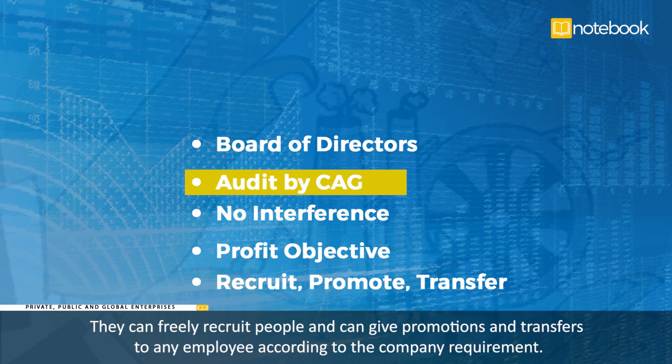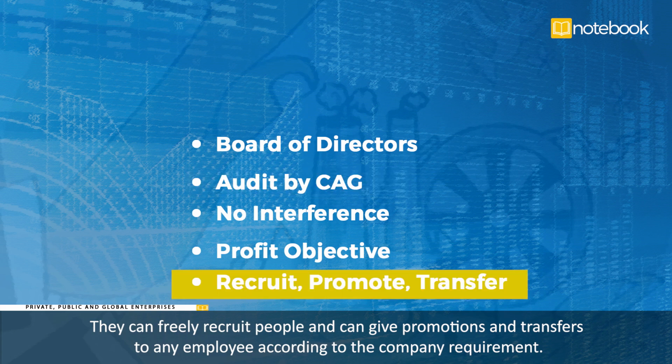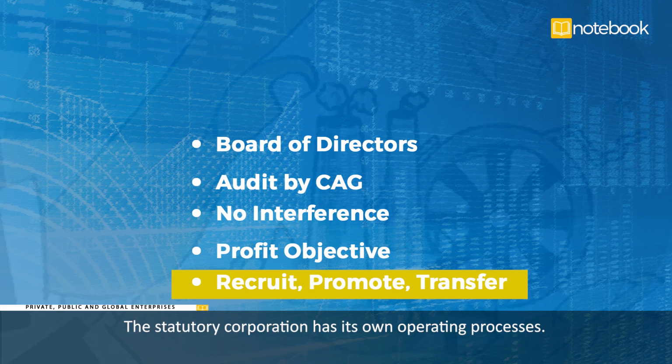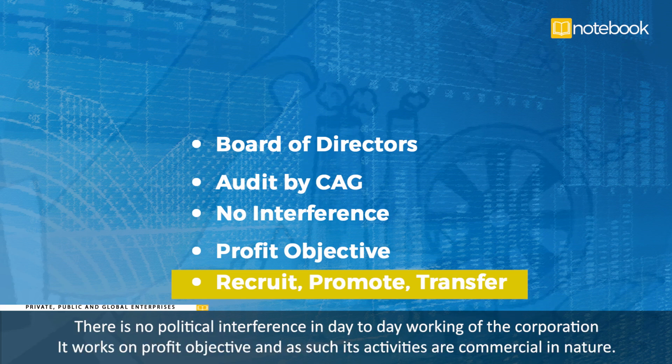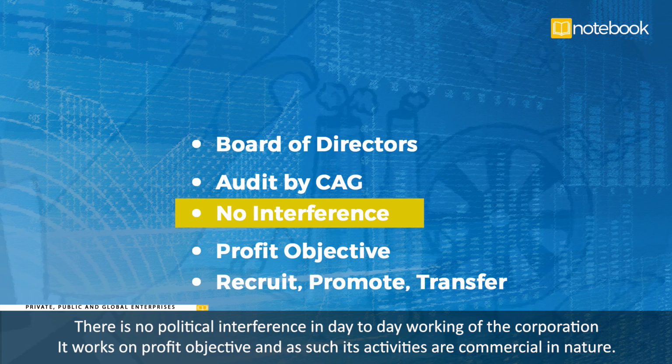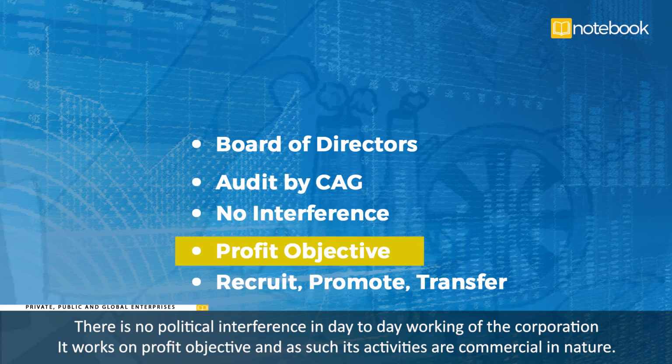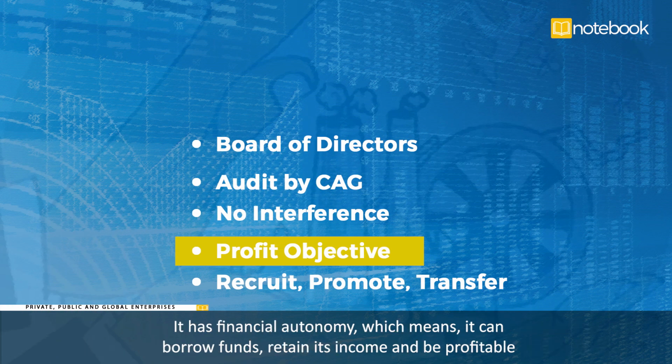They can freely recruit people and can give promotions and transfers to any employee according to the company requirement. The statutory corporation has its own operating processes. There is no political interference in day-to-day working of the corporation. It works on profit objective, and as such, its activities are commercial in nature. It has financial autonomy, which means it can borrow funds, retain its income, and be profitable.